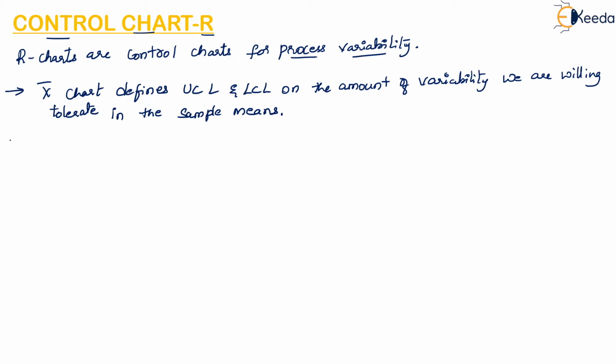But the sample means have a moderating effect on the variability, and they are less variable than individual observations. So the X bar chart cannot be applied for individual observations. The X bar chart deals with sample means, which have a moderating effect on the variability and are less variable when compared with the individual observations.